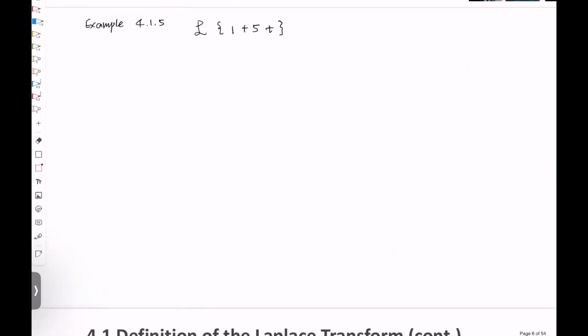Second example, let's do 1 plus 5t. The Laplace transform of 1 plus 5t is the Laplace transform of 1 plus the Laplace transform of t. We can take the 5 to the front, that's the constant. We already did the Laplace transform of 1, so let's take a look at the Laplace transform of t.